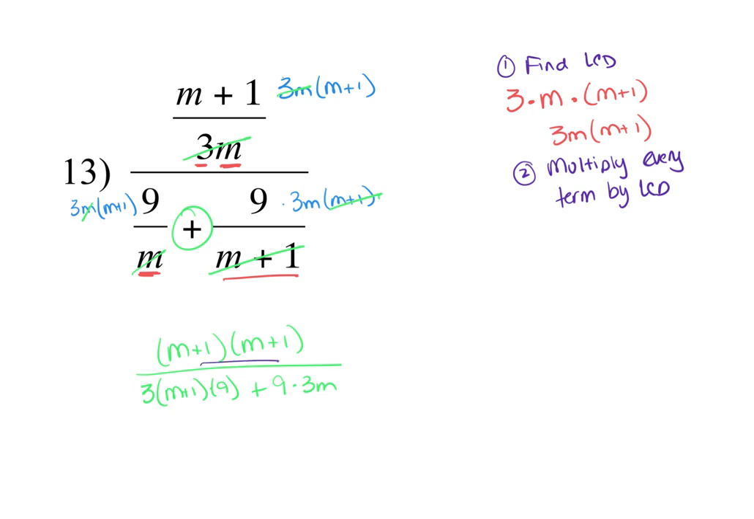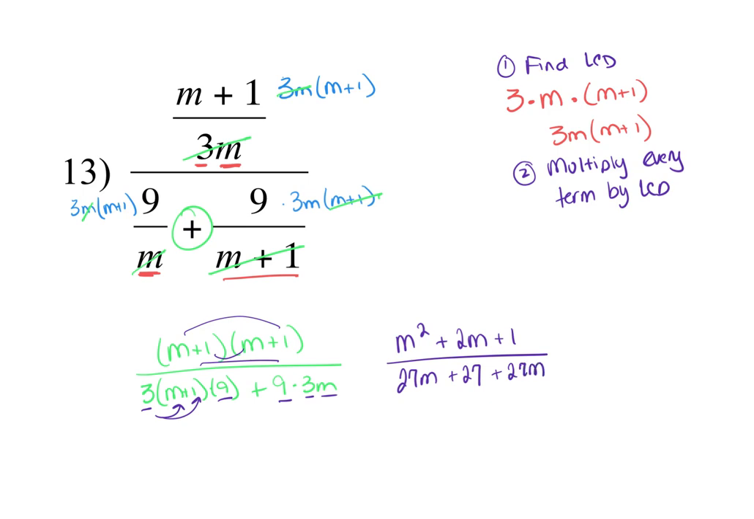I'm going to FOIL that top. I have m squared. You're going to get 1m, so you're going to get 2m, and then plus 1. That's my top. Here I have 9 times 3, which is 27. So I'm going to distribute 27 times m and 27 times 1. And here I have 9 times 3 times m, which is another 27m. I'm going to combine like terms now that I have FOILed.